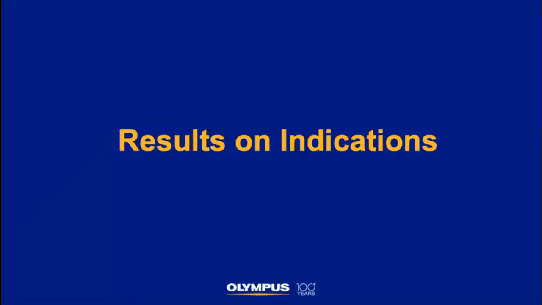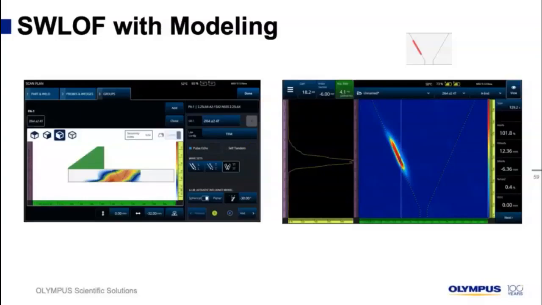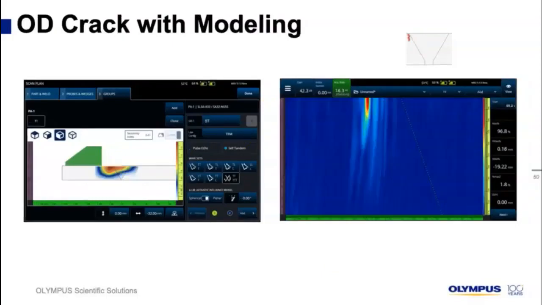Let's look at some results on actual indications. Here, the same sidewall lack of fusion that we were looking at earlier. Now, at a slightly different angle, we entered 30 here instead of 32, but still using the 4T. We have a very nice resolution, as the AIM was predicting. Now, for our OD crack, we can also see it with the 5T here, with the planar mode selected at 0 degrees, because we know that it's vertical. It was predicting that we would see it very well here at the upper part of the component, as the scan is showing us.